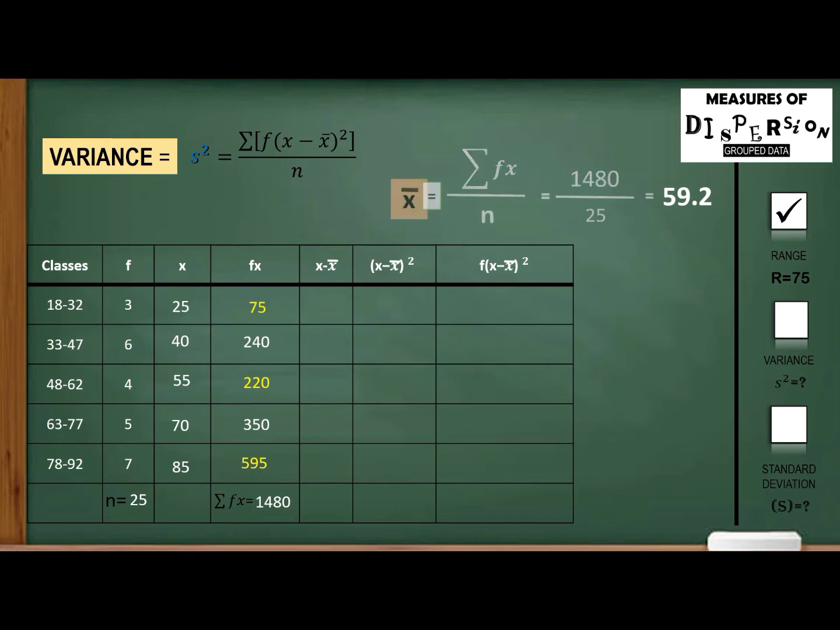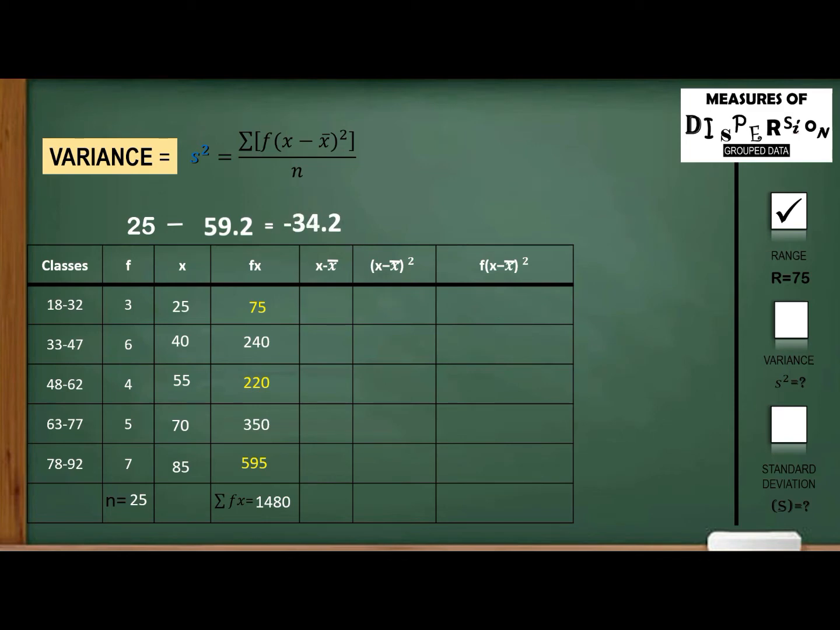Then, subtract 59.2 from all the x values in the data to get the difference of the class mark minus the class mean. For instance, 25, which is the value of x of the first class distribution, minus 59.2 is negative 34.2. 40 minus 59.2 is equal to negative 19.2. 55 minus 59.2 is equal to negative 4.2. 70 minus 59.2 is equal to 10.8. 85 minus 59.2 is equal to 25.8.